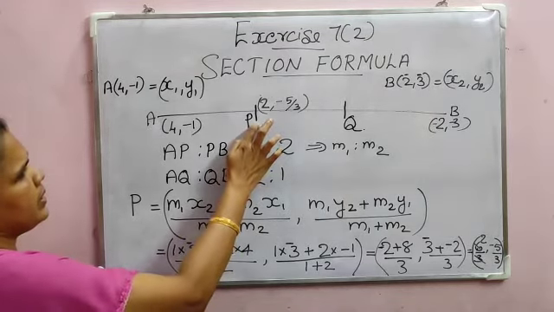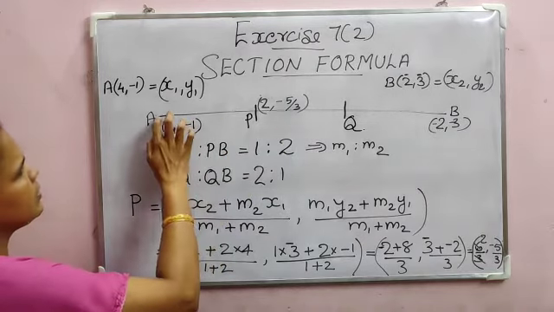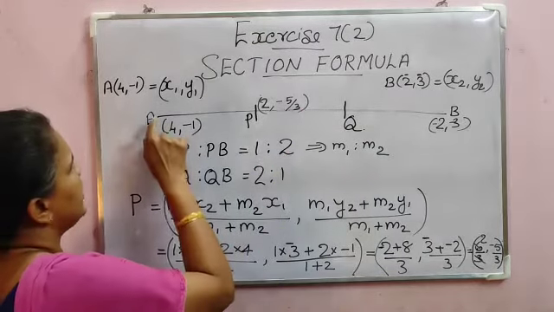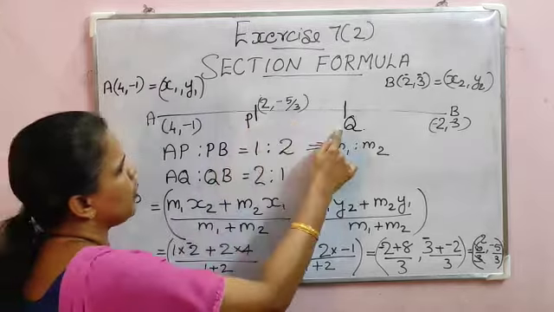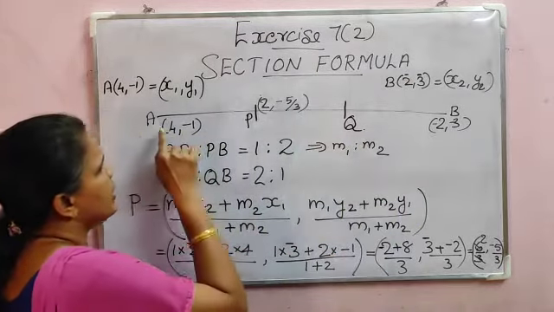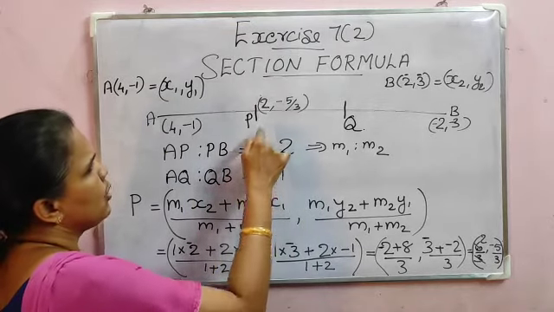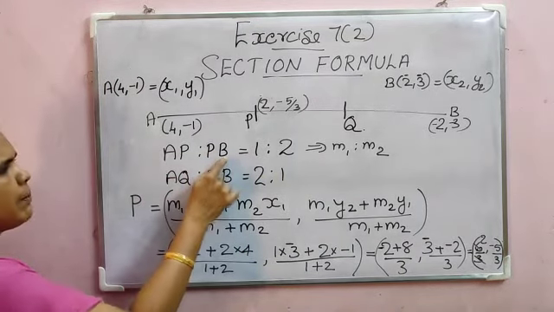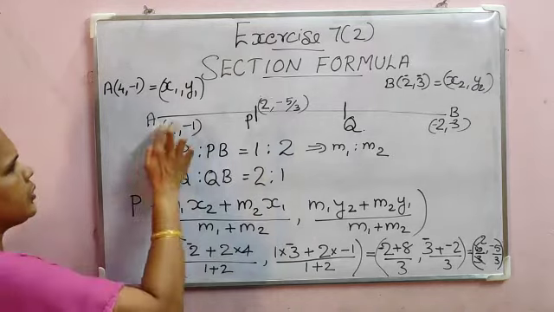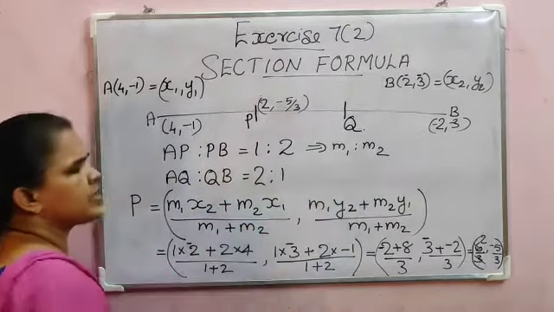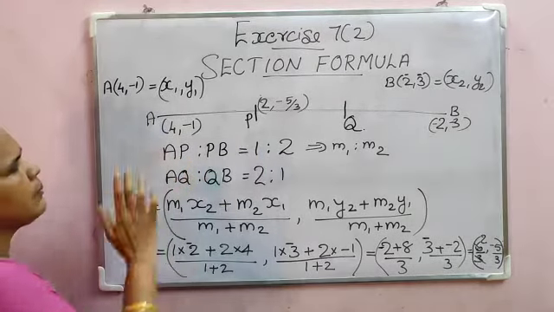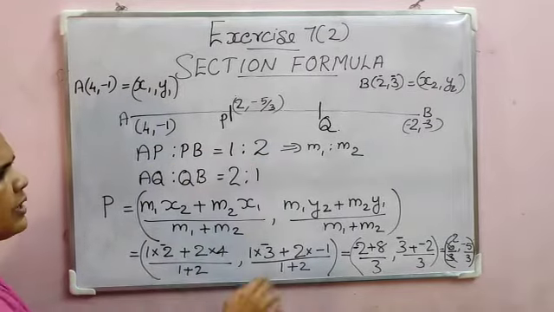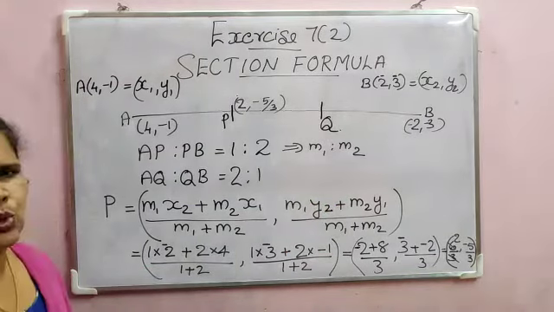So P is the first point. A to P is one part, and P to B is 2 parts, since A to P is one part, P to Q another, and Q to B another. So we can take the ratio AP is to PB equal to 1 is to 2. P to B has 2 parts, so the ratio between AP and PB is 1 is to 2. That we consider as m1 is to m2.